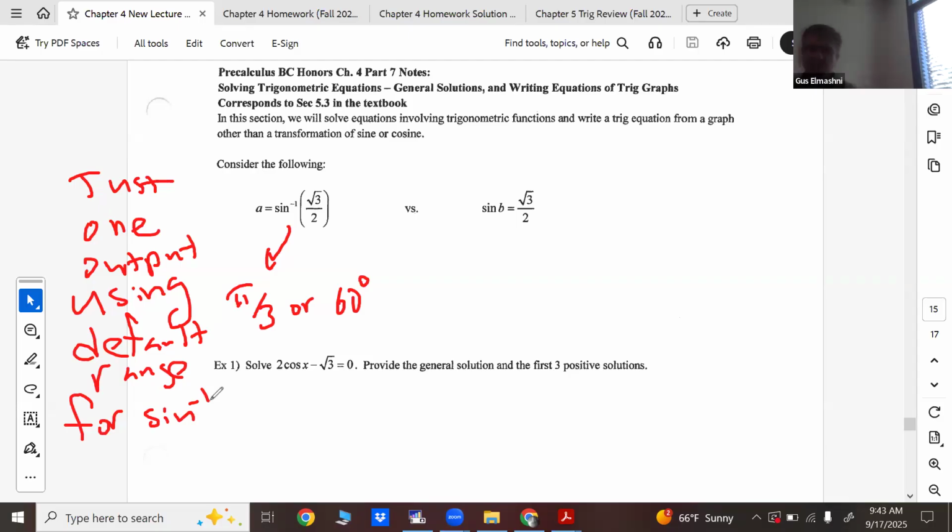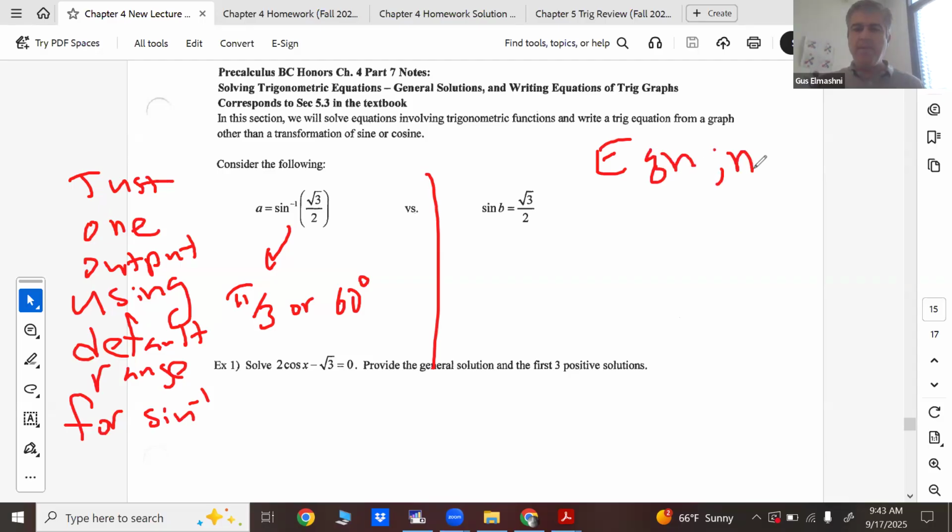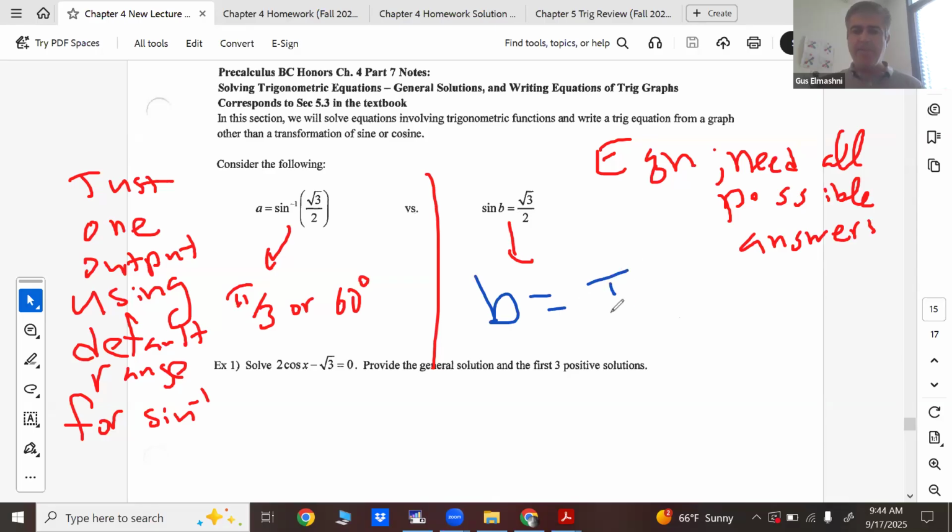But look at what the next question is asking. This is an equation. You need all possible answers. So if you think about that one, what are all the possibilities that make that true? Yeah, thank you. However, is that it? Yeah, you go around. So are there infinite possibilities?